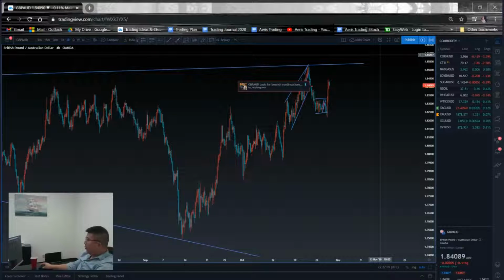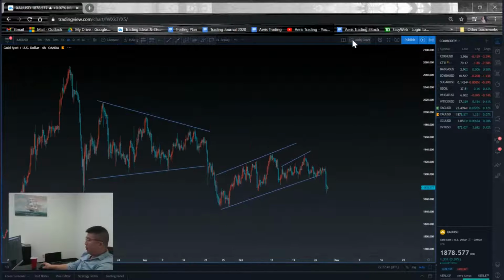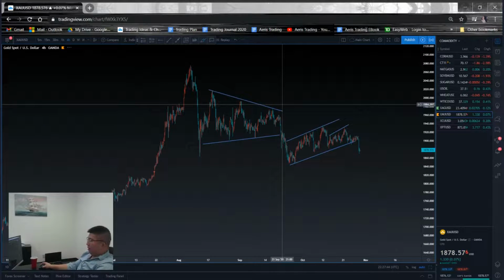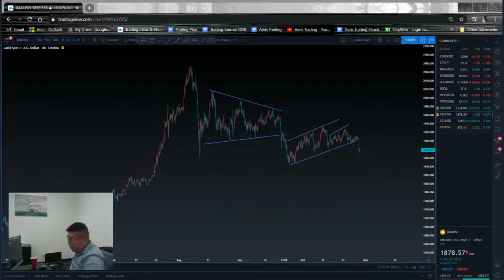So why don't we jump into gold if there are no questions? Then we can talk about gold a bit. I think most of you guys, again, are looking at gold for continuation, I would say continuation sell. So why don't we take a look?